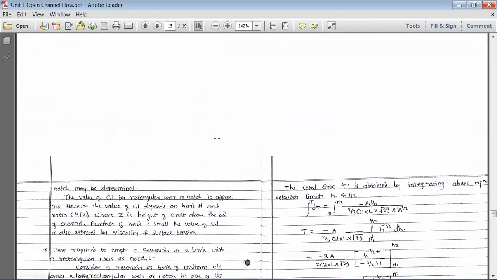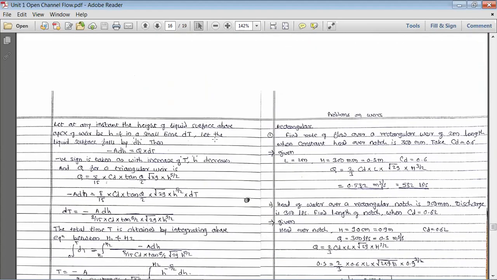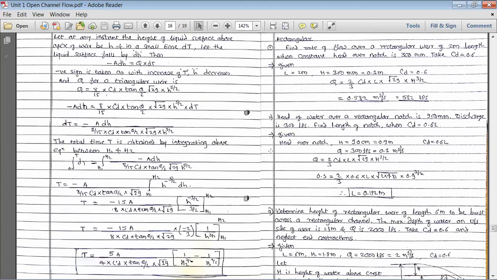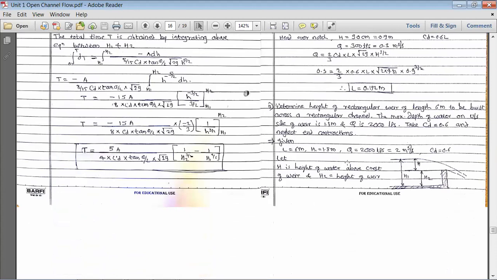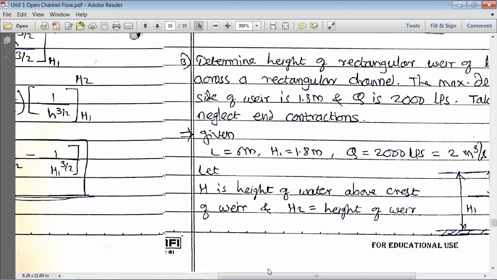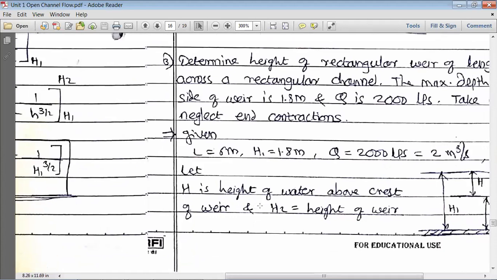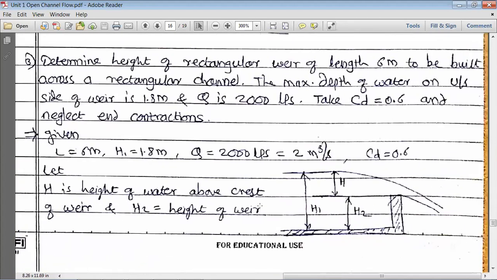The ones that are left, or that you want solved. We had taken 3 problems on weir and notch. Let us solve this problem. Write out the problem. Determine the height of a rectangular weir of length 6 meter.